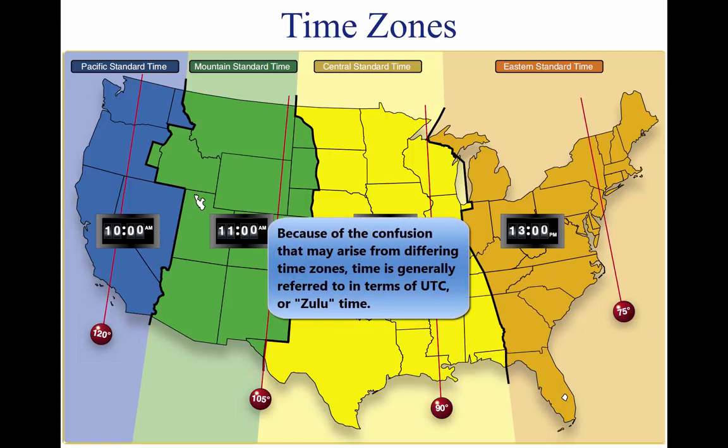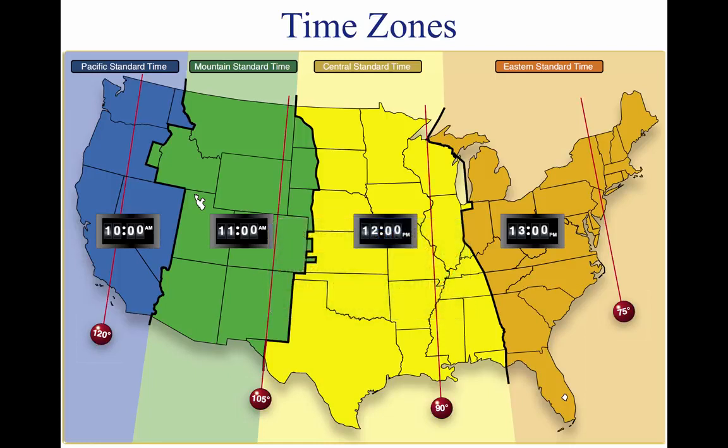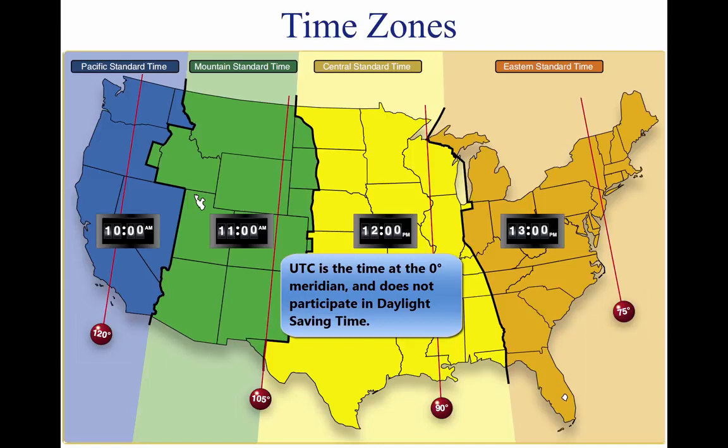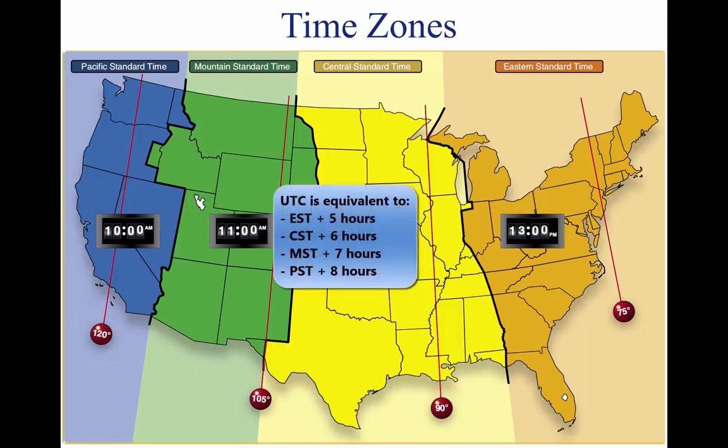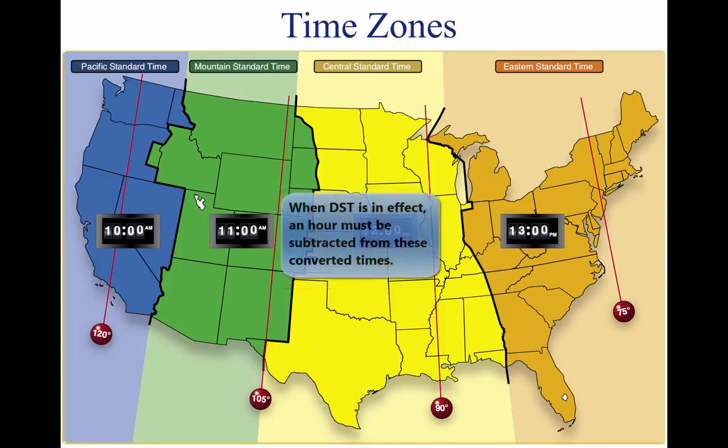It is called Universal Coordinated Time, UTC, and is often referred to as Zulu time. UTC is the time at the 0-degree line of longitude, which passes through Greenwich, England. All of the time zones around the world are based on this reference. To convert to this time, a pilot should do the following. Eastern Standard Time, add 5 hours. Central Standard Time, add 6 hours. Mountain Standard Time, add 7 hours. Pacific Standard Time, add 8 hours. For daylight savings time, 1 hour should be subtracted from the calculated times.